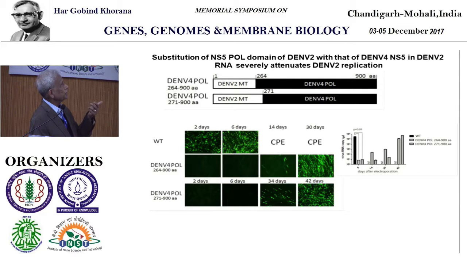Then we switched the other domain, the C-terminal domain of dengue 4 polymerase, while the N-terminal part is dengue 2, and the whole backbone is dengue type 2. We asked whether this will replicate or not, because the polymerase domain is also highly conserved between dengue type 4 and type 2. And again, the answer is the same. The polymerase chimeric virus is severely attenuated, and it takes a long time, 30 days, to regain replication fitness.